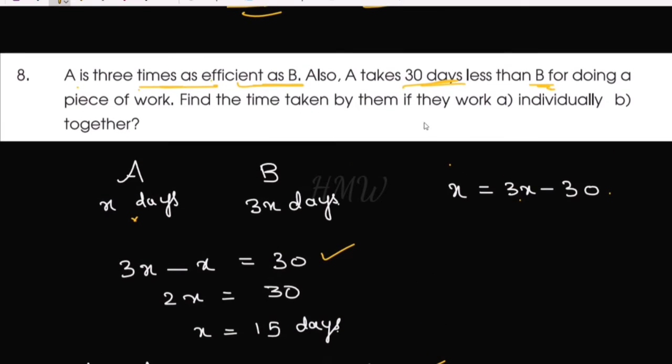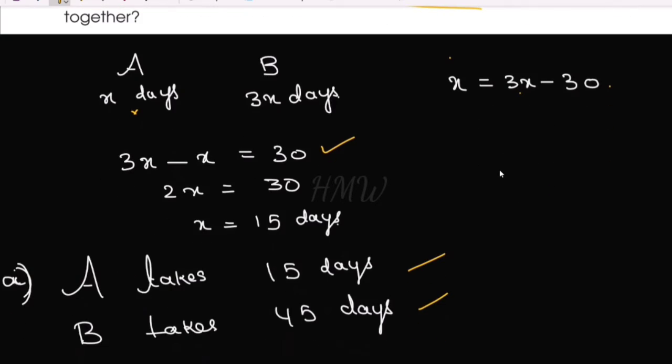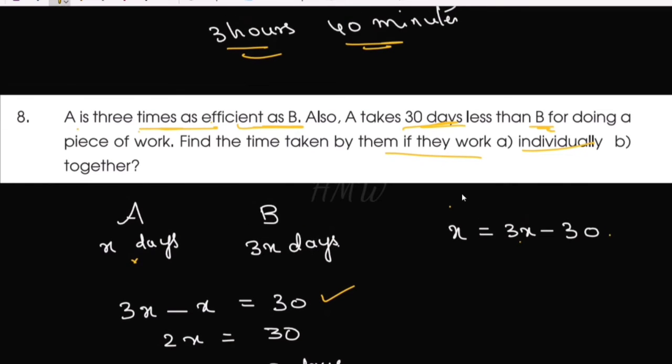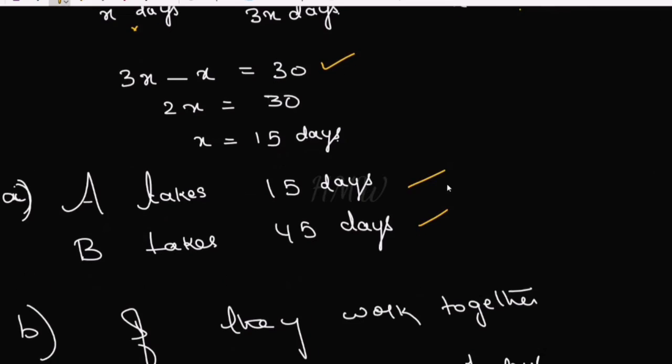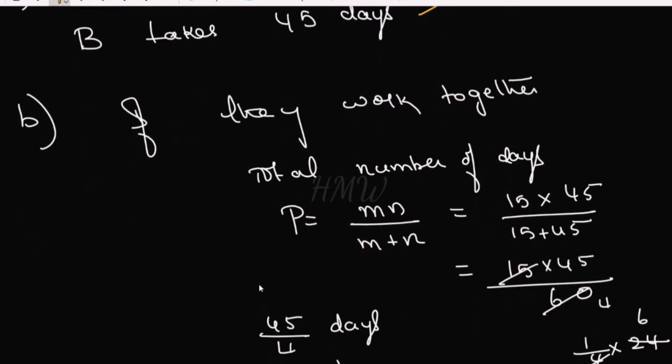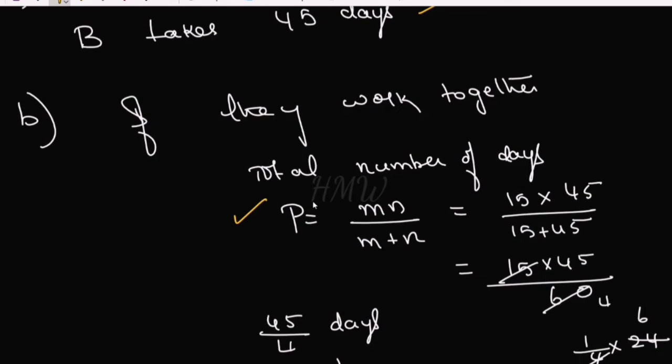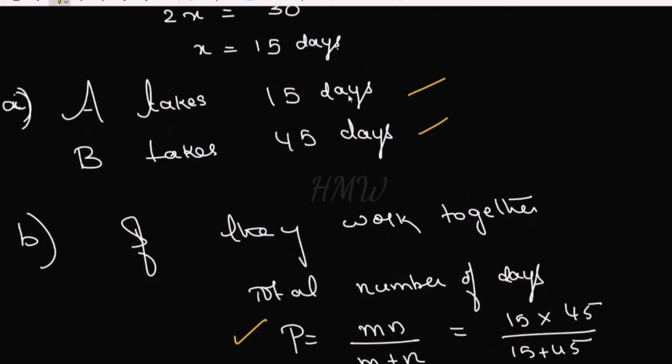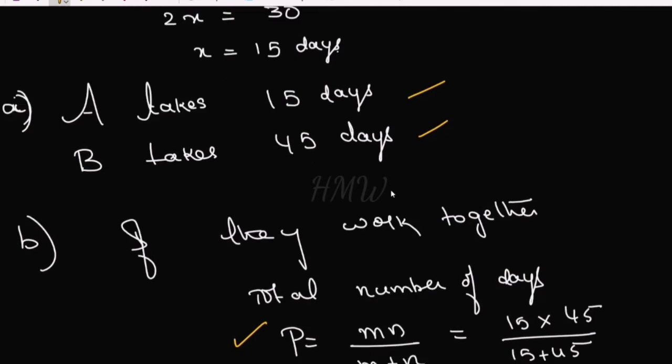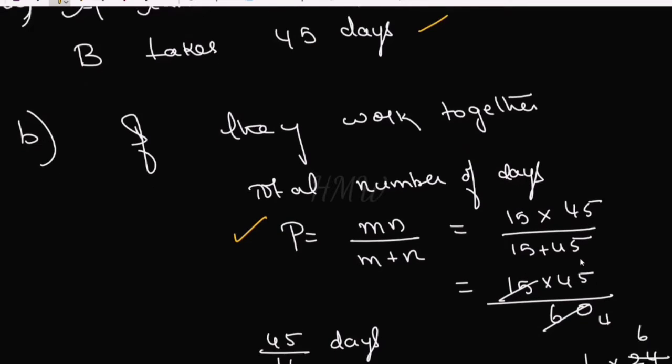So individually, A will take 15 days, B will take 45 days. A is more efficient, so A will complete in 15 days. B will take 45 days. If they work together, whenever they say work together, you can always use this formula. Total number of days if they work together is P. The formula is M into N by M plus N. So 15 into 45, A is 15, B is 45, by 15 plus 45.